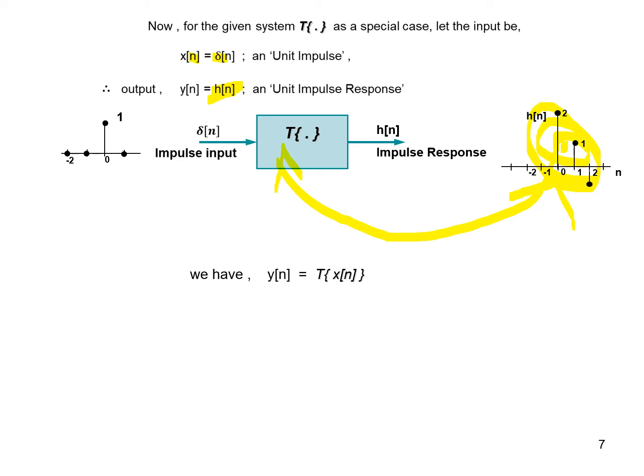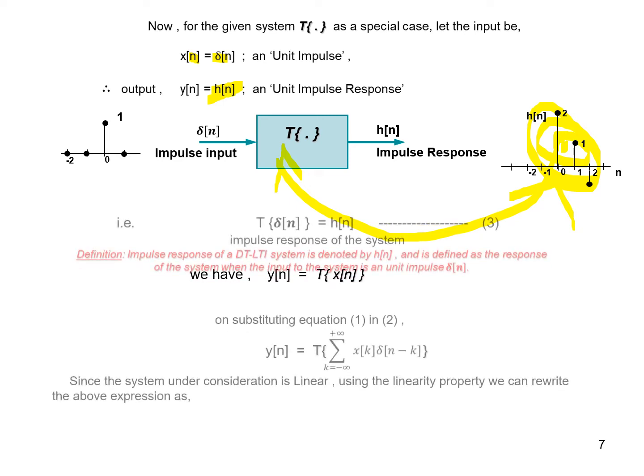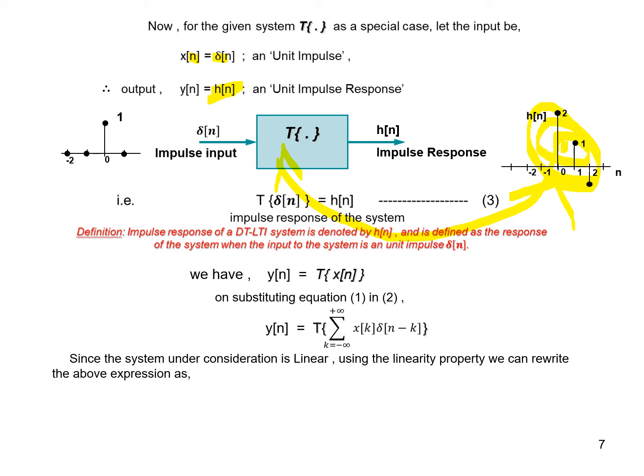I am going to show the proof for that: how, using impulse response, you can represent a LTI system. That's what our next derivation or proof is all about. Let us proceed further. So this is what I was explaining till now.